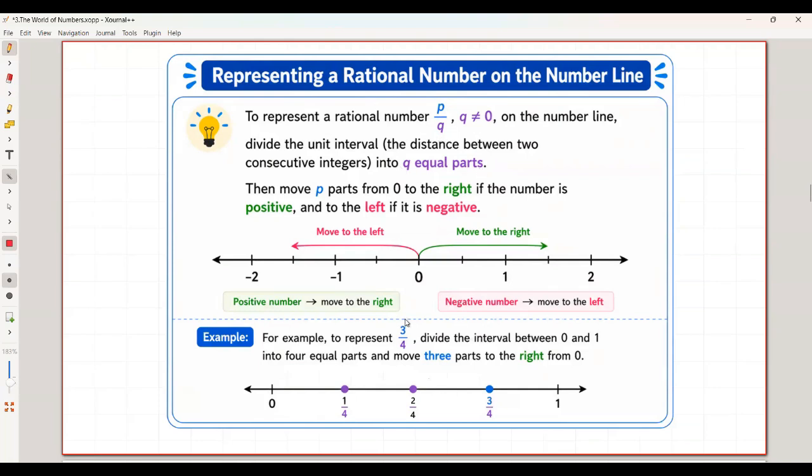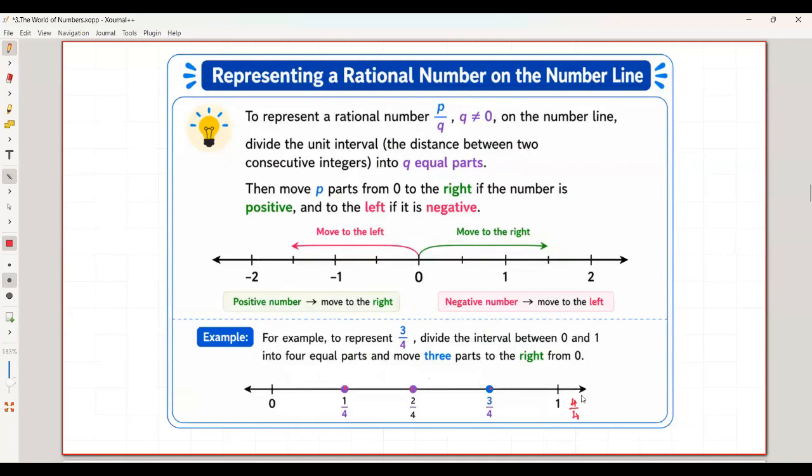For example, here 3 by 4 is given. We have to represent 3 by 4 on the number line. 3 by 4 is a positive rational number, so I'm taking 0 and it's going to be on the right side of zero. As the denominator is 4, I'm dividing it into 4 equal parts after 0: 1, 2, 3, 4 equal parts. Then you can write it as 4 is the denominator. Go with 1 by 4, 2 by 4, 3 by 4, and this is nothing but 4 by 4. If you simplify 4 by 4, you will get 1.